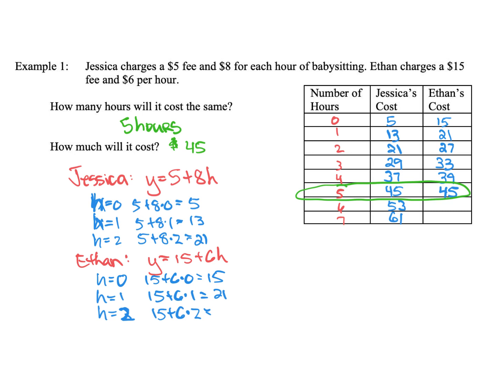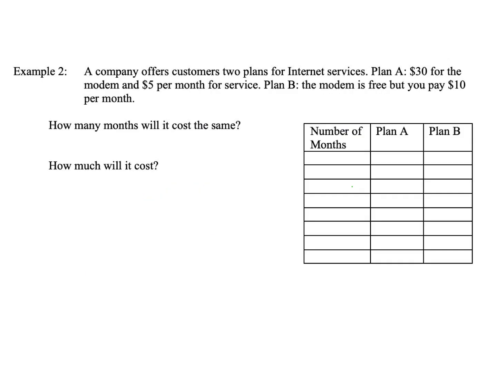So this is actually what we're doing. Let's go on to example number 2. All right, so here's example number 2. A company offers customers 2 plans for internet services. Plan A is $30 for each modem and then $5 per service. Plan B, the modem is free, but you pay $10 per service. All right, so let's write down the equations. Plan A is $30 and then $5 per month. And plan B, you don't have to pay for the modem, but it's $10 per month.